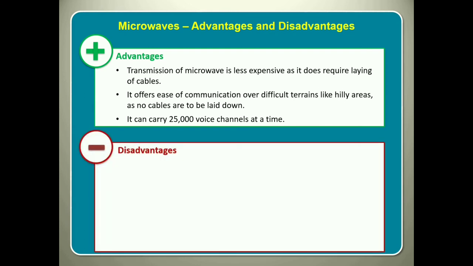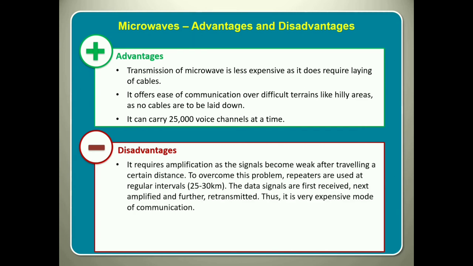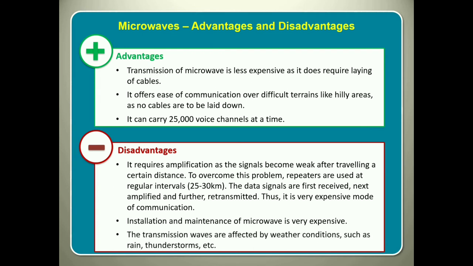Disadvantages of microwaves are: it requires amplification as the signals become weak after traveling a certain distance. To solve this problem, repeaters are used at regular intervals, 25 to 30 kilometers. The data signals are first received, next amplified, and further retransmitted. Thus, it is a very expensive mode of communication. Installation and maintenance of microwave is very expensive. The transmission waves are affected by weather conditions such as rain, thunderstorms, etc.